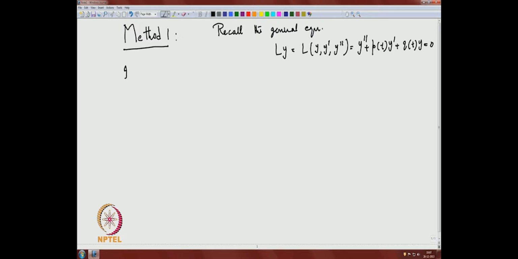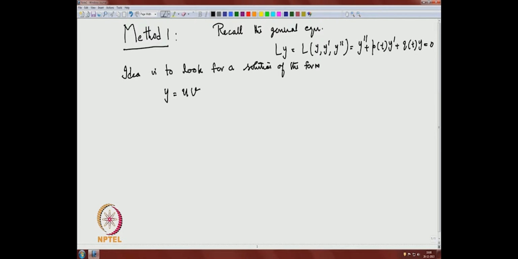So, the idea is to look for a solution of the form y equal to u v. There is no reason why we can look for such a solution, but for certain equations it will work out. We are not claiming u and v are solutions; you are looking for a solution in the product form u v, and if you are fortunate enough, we will be able to find u and v by solving some other easy equations.